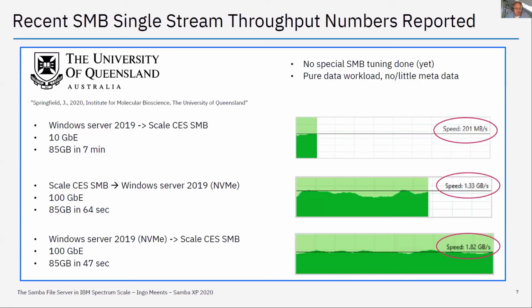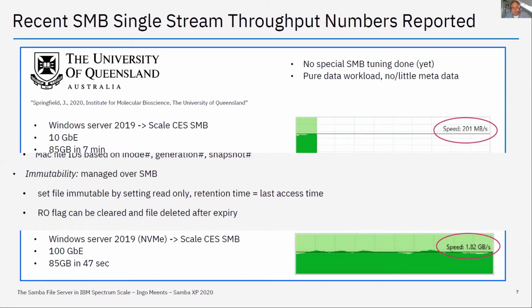Some throughput numbers. I think Sven this morning said he wants to see that we can do 2 or 3 gigabytes over SMB. We have one customer, the University of Queensland, who allow me to show this slide. They're actually getting close. This is a Samba workload, single stream. I'm not quite sure how threaded this is, but it's definitely single stream, no metadata, of course. They are using 100 gigabit Ethernet, and by reading from a Scale system through Samba, they get 1.3 gigabytes per second, and writing onto the Scale system, they get 1.8 gigabytes per second.